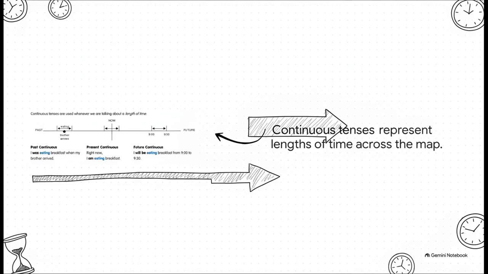A past continuous action spans a specific duration back in the past. I was eating breakfast. The present continuous is happening in this exact moment. I am eating breakfast. And the future continuous blocks out a chunk of time later on. I will be eating breakfast from 9 to 9:30. These aren't isolated points anymore. They're literal waves of time.